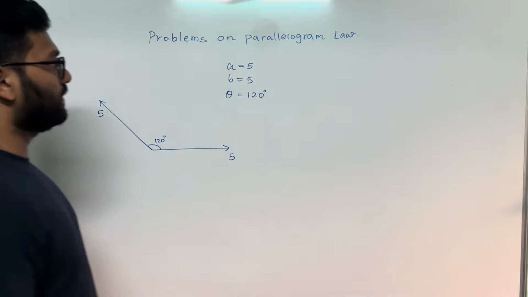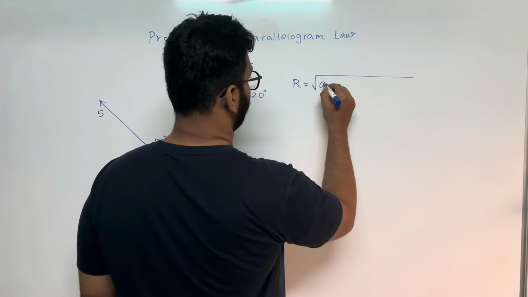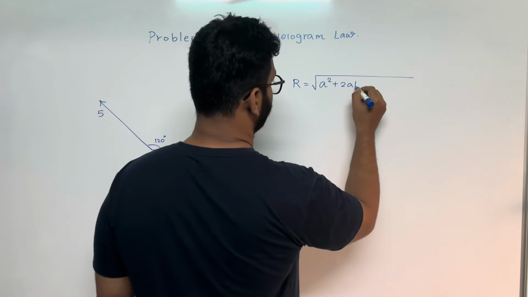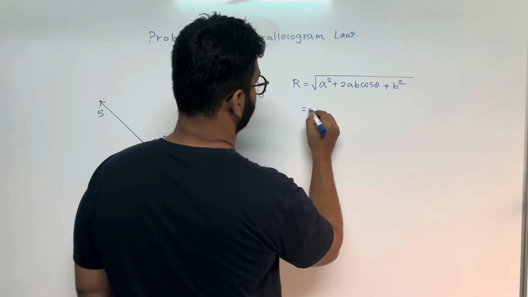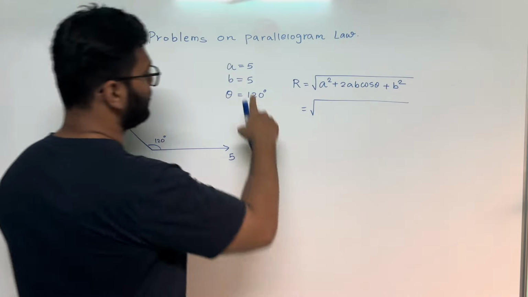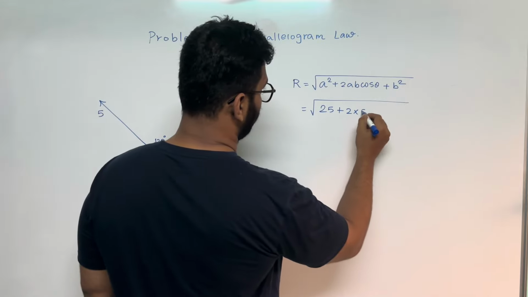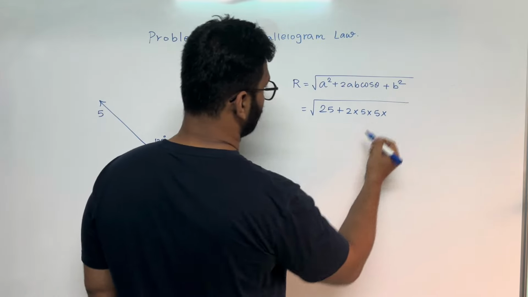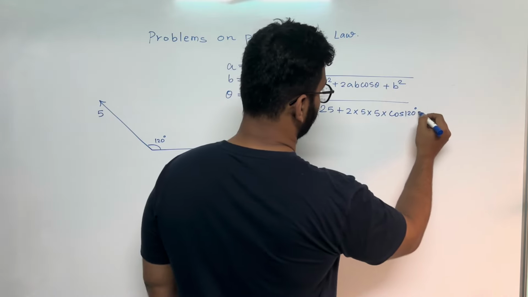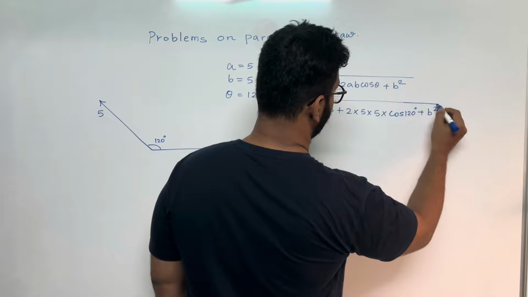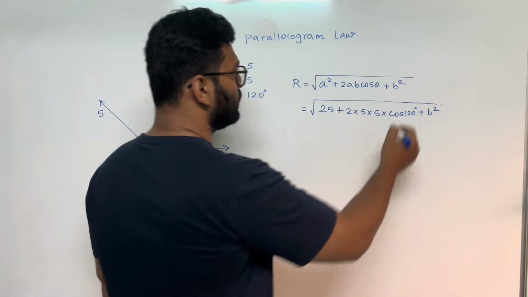Now how will I find the resultant? Again, use the formula. R is equal to the square root of a square plus 2ab cos theta plus b square, right? So this is going to be the square root of a square is 25 plus 2 into 5 into cos of 120 degrees, plus b square, right? Now what is cos of 120 degrees? You know this one, right?